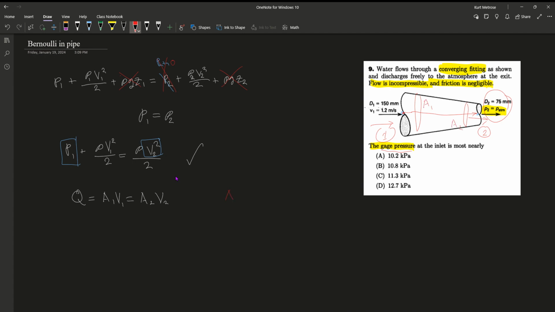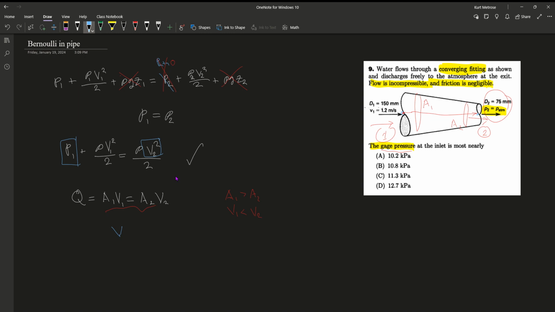So we have A1 is bigger than A2. And if A1 is bigger than A2 and these guys are equal, that means that V1 is less than V2. So the water is speeding up. Either way, let's just solve this equation and then put it into here, right? It's kind of like going to be that way.